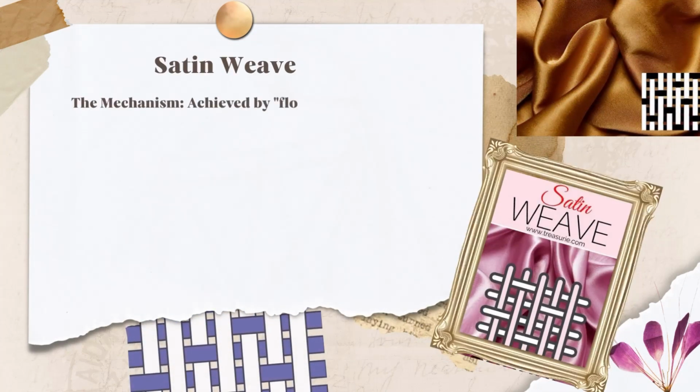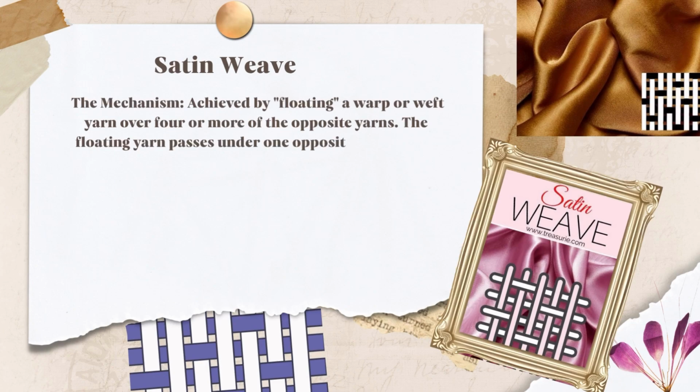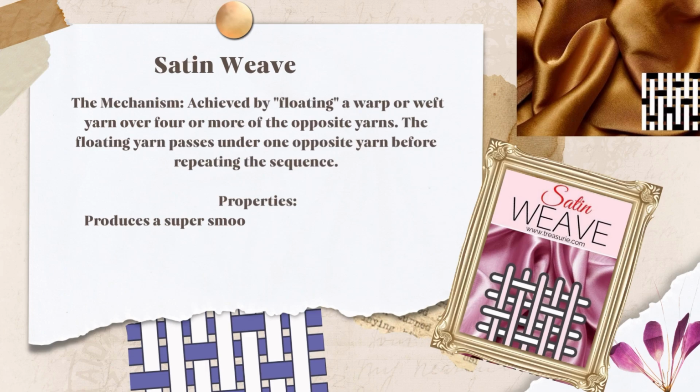Next one is satin weave, which is all about luxury and shine. Here, threads skip over multiple rows before crossing. This creates a super smooth surface that feels incredibly soft and drapes beautifully. It is used for elegant glossy fabric.